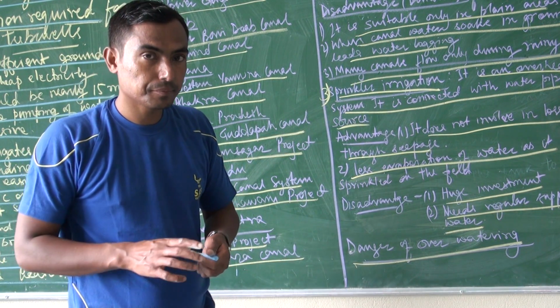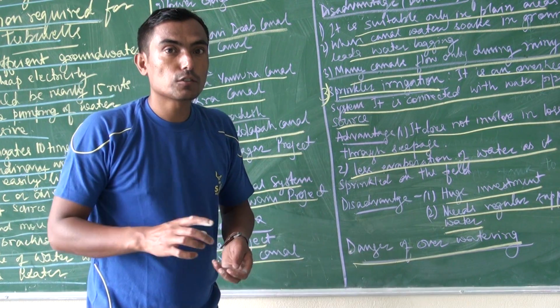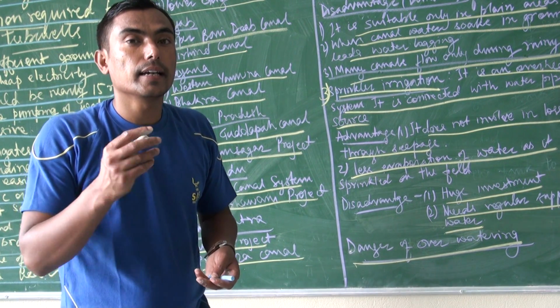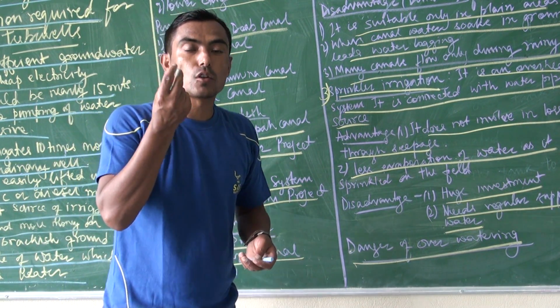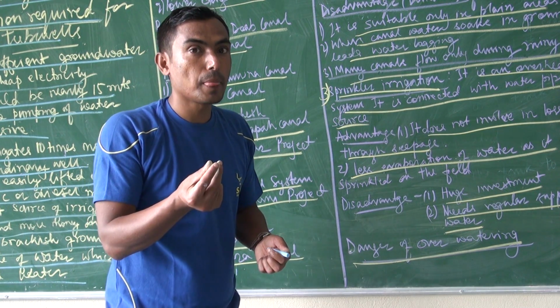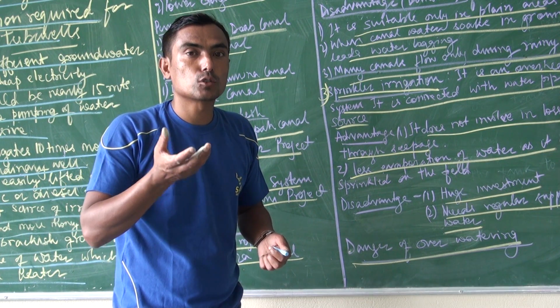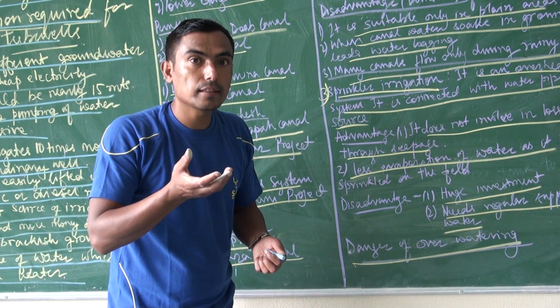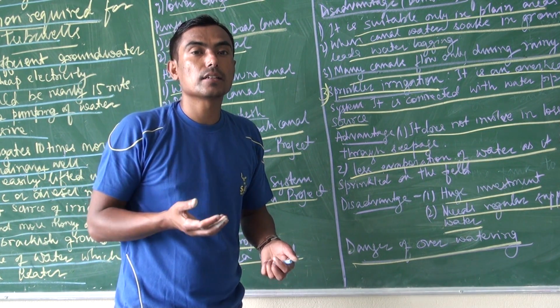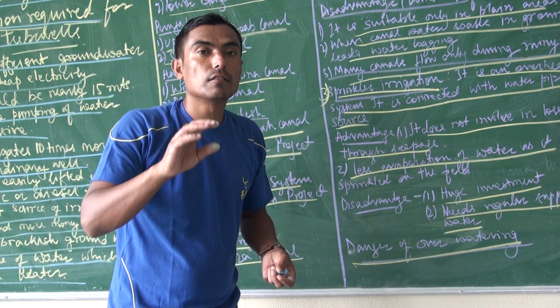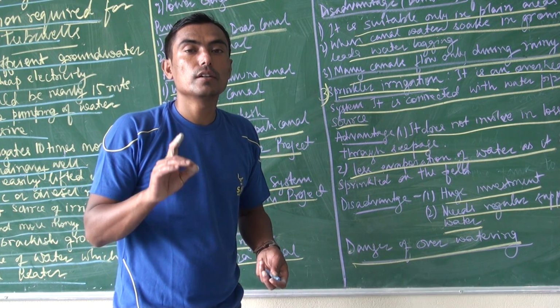Just remember that the salts from the lower layer of the soil rise up because the salts are soluble in water. And when the water evaporates, it leaves behind the salt, making that agricultural land unfertile for the production of crops.